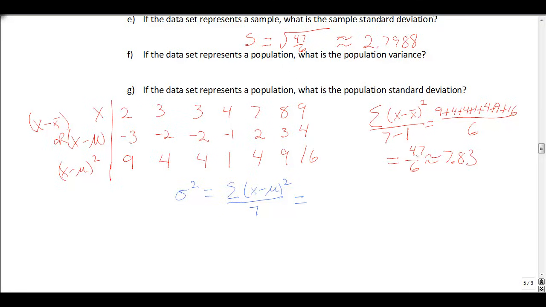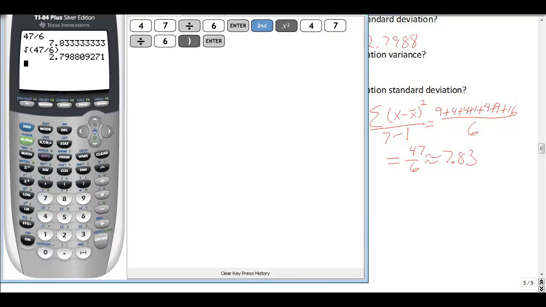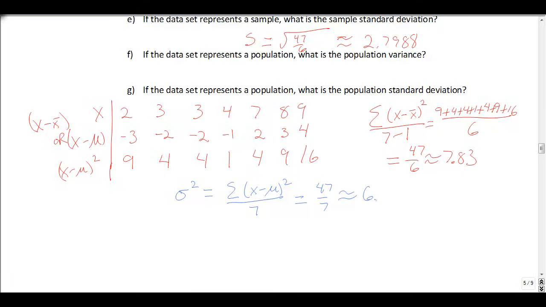So this is going to be the same 47 divided by 7. Now, instead of 6, we'll get a slightly smaller answer because we're dividing by something that's slightly bigger. So something like 6.71. So this is now sigma squared is approximately 6.71.